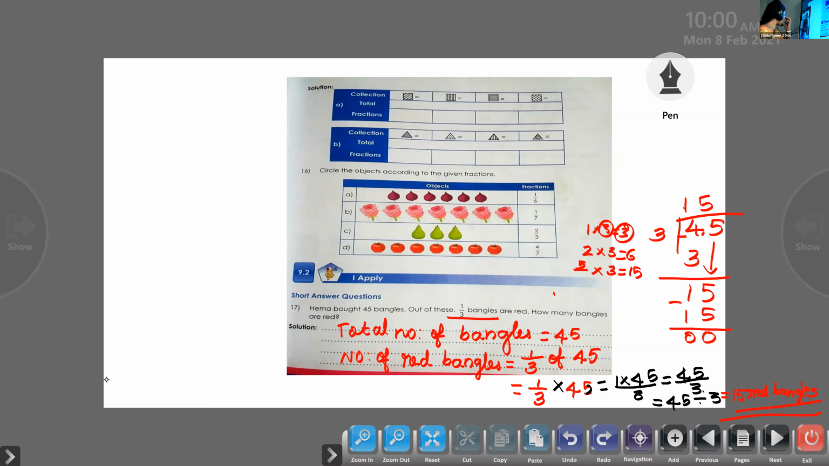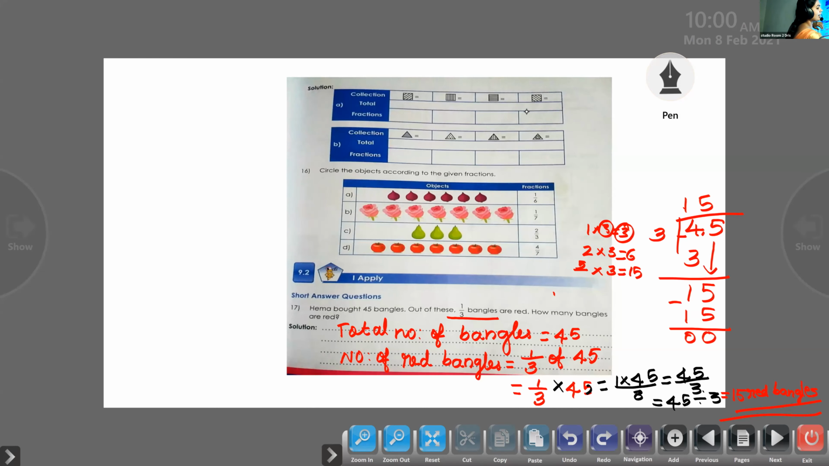So we have to find how many are vanilla flavor. For that, like this question number 17, you have to find 1 by 4 of 16. Then you will get the answer. So, my dear children, have you all completed this one? Everybody has completed? Yes, ma'am. Okay, I'm going to take the next question.